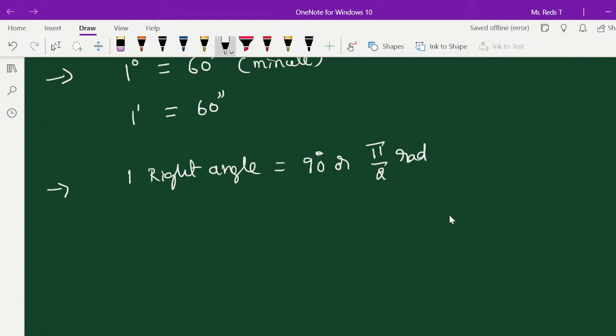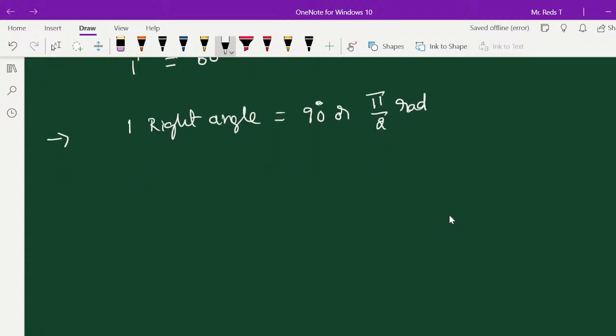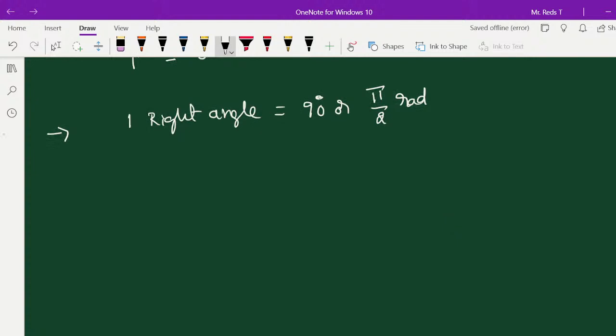So how can you define a radian? Keep this in mind. One radian is defined as the angle subtended at the center of a circle by an arc of the circle whose length is equal to the radius of the circle. You can note down the definition of radian.